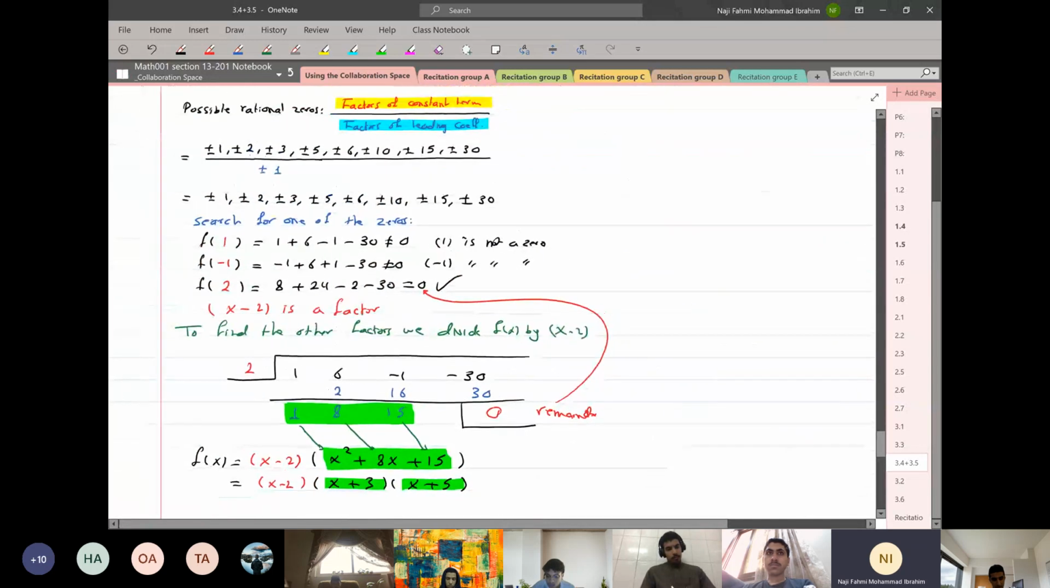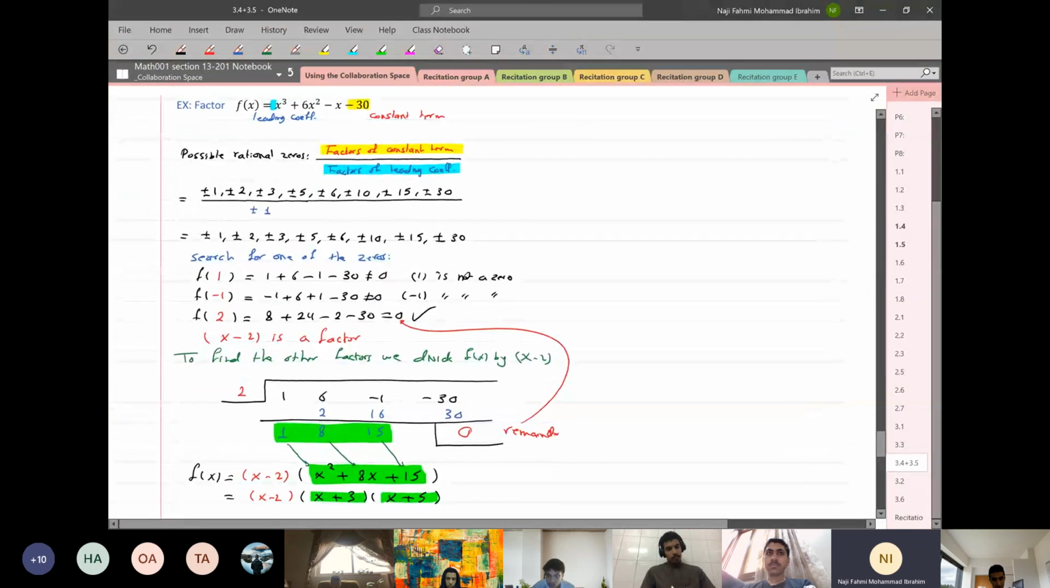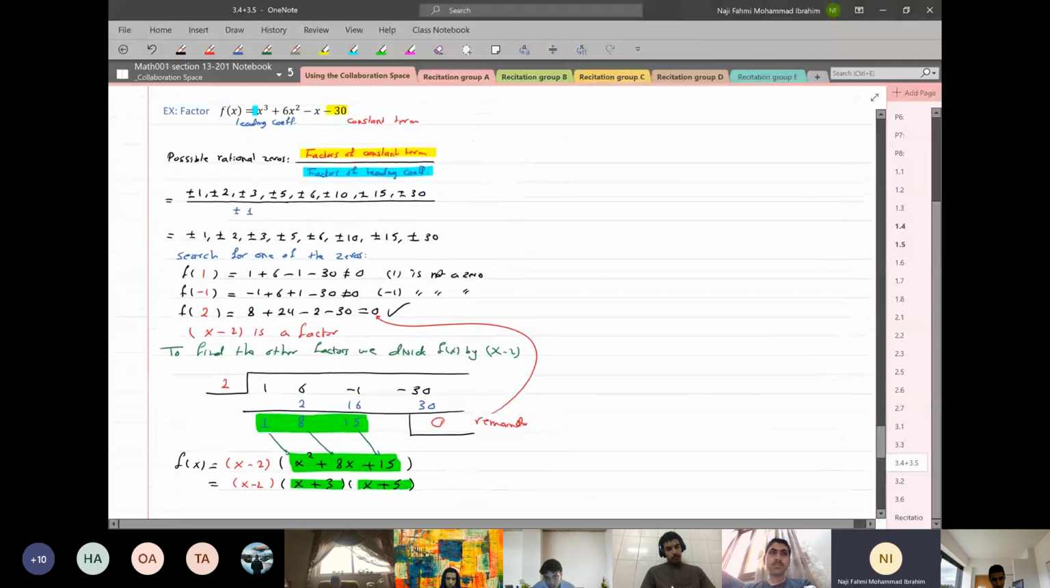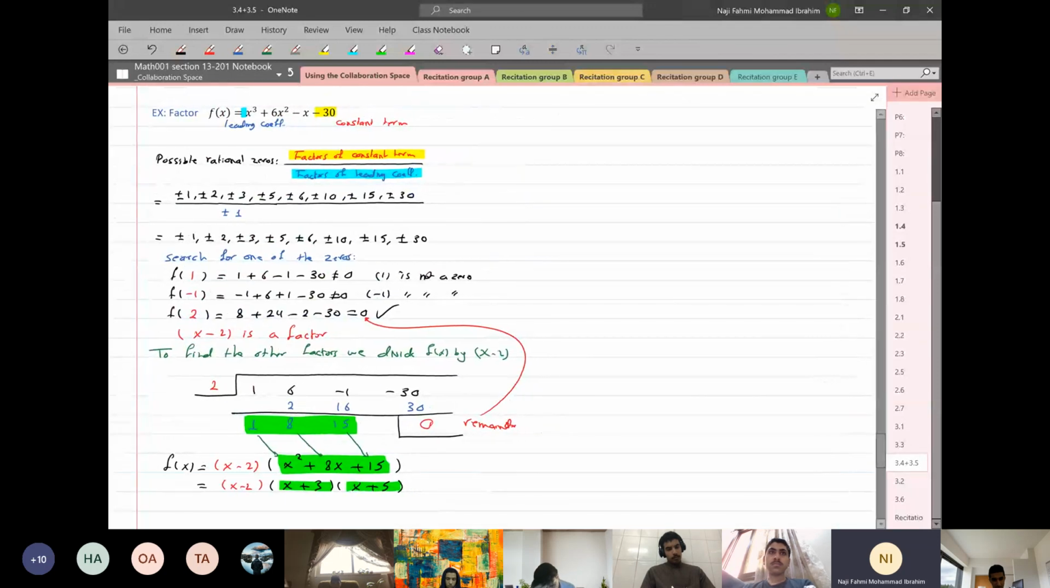Now you may say that this is a long method. Unfortunately, there's no shorter method. I'm done for today. We'll continue next time.